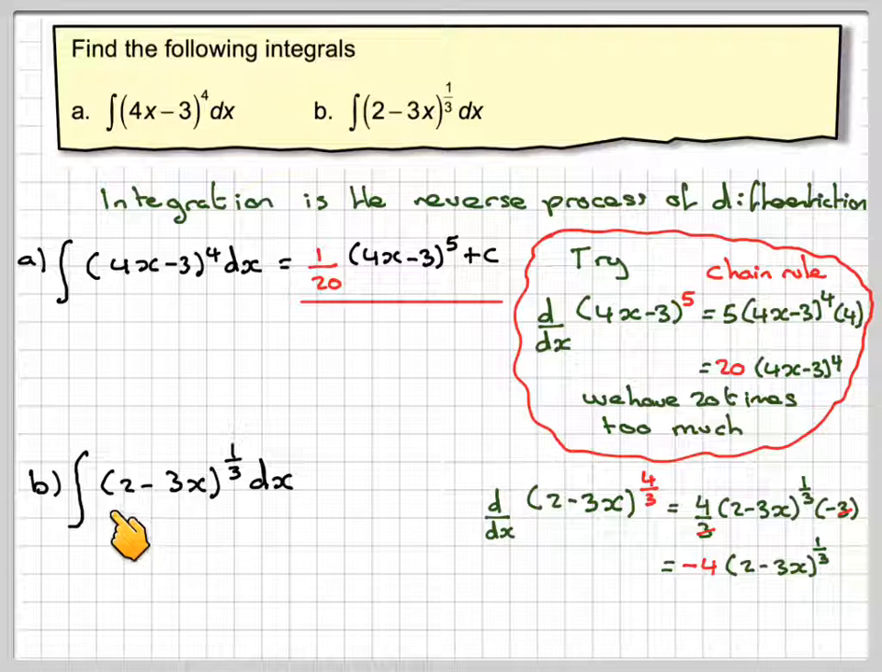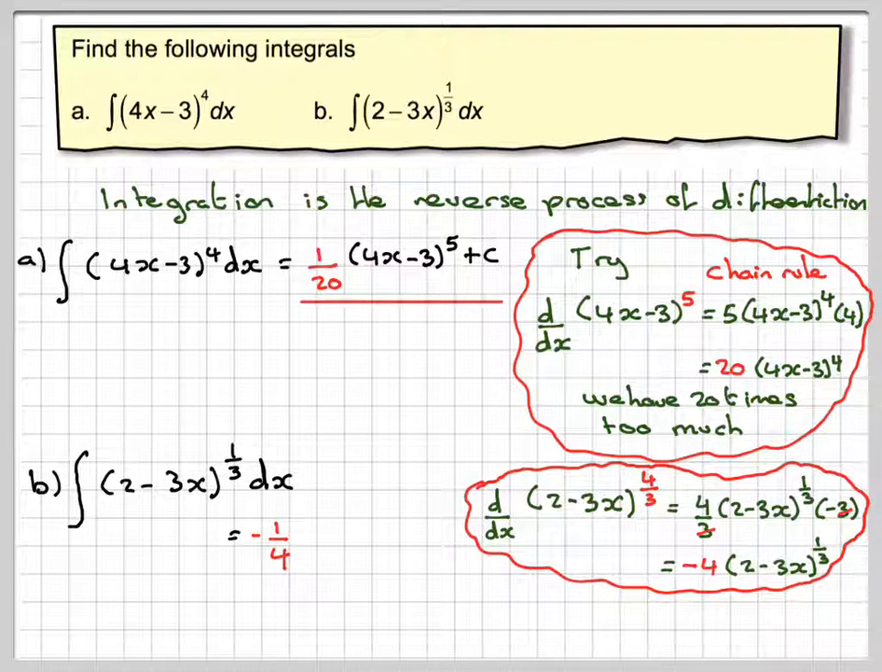However, we only wanted 1, so we've got minus 4 times too much. So we're going to compensate by putting in a minus 1/4, and then my guess, which is (2 minus 3x) to the power of 4 over 3, plus c. Okay, so this has been a video to show you how to do integration as a reverse of the chain rule. Thank you very much for watching.